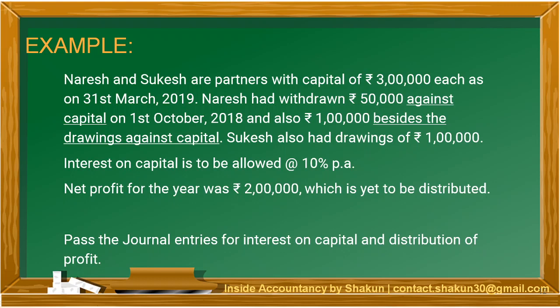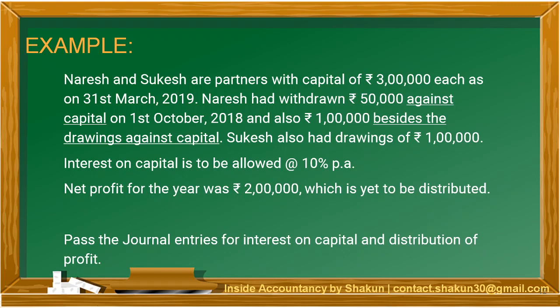And also 1 lakh besides the drawings against capital. Now this means that he had also withdrawn 1 lakh in addition to the drawings out of capital that he had made. So basically drawings out of capital is 50,000 and drawings out of profit is 1 lakh.